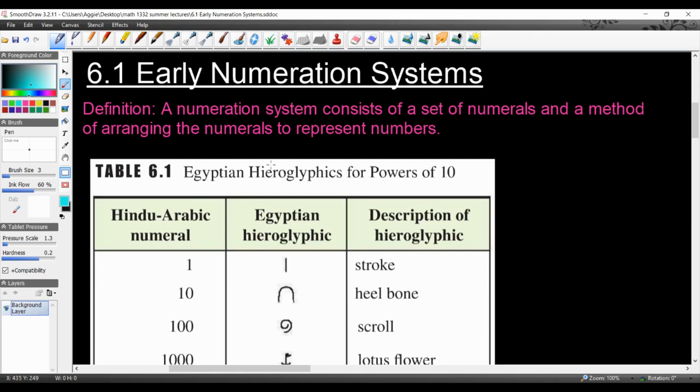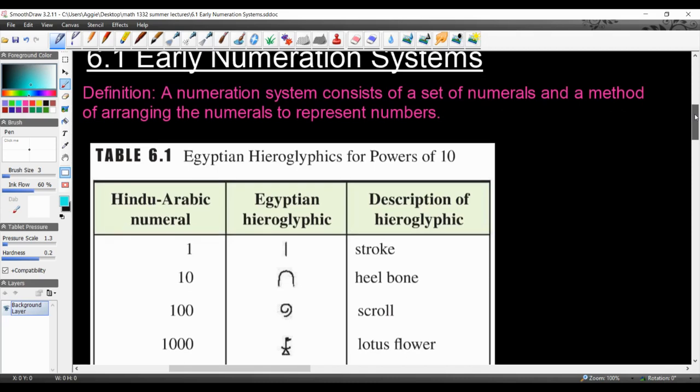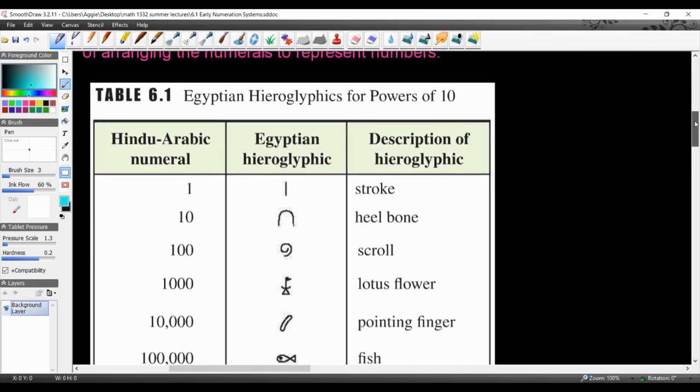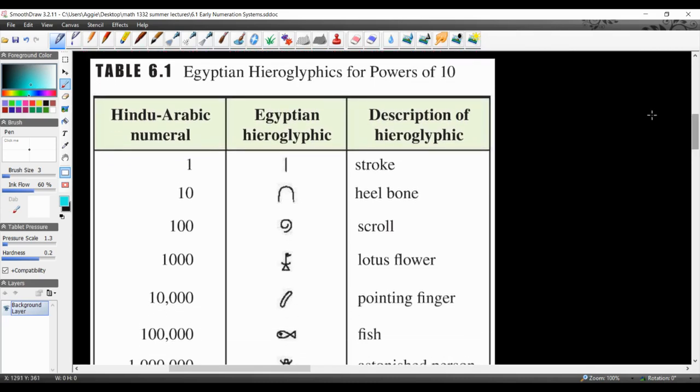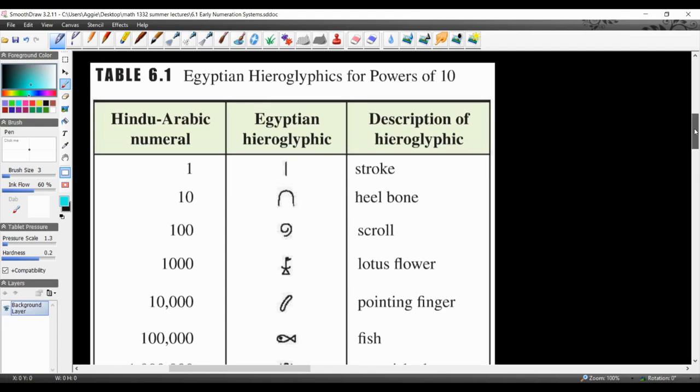So to do this, we're going to introduce what's called the Egyptian hieroglyphics, and this is for powers of 10. Okay, so these guys had symbols. I'm going to scroll down a bit here. They had symbols that represented 1, 10, 100, 1,000, 10,000, 100,000, and so forth. And we're just going to work with up to a million.